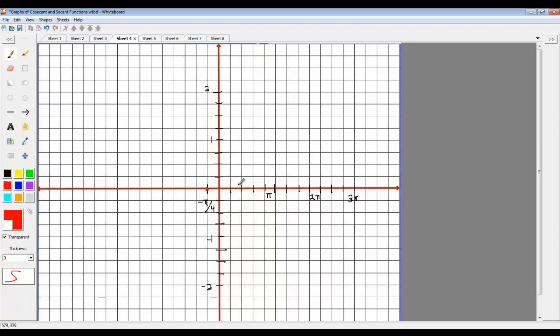So shift to negative pi over 4. So instead it's going to go up, and it's going to peak halfway between here. There's pi right there. So it's going to peak, you got 1, 2, 3, 4, 5 of these. 1, 2, it's going to peak right here.